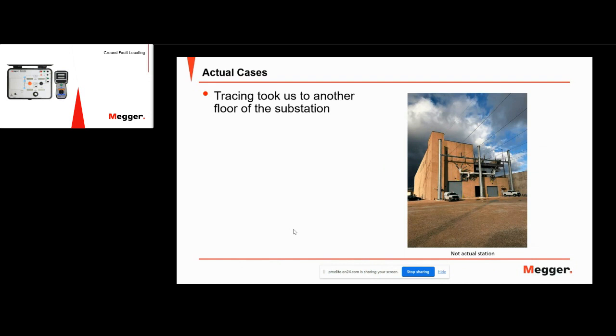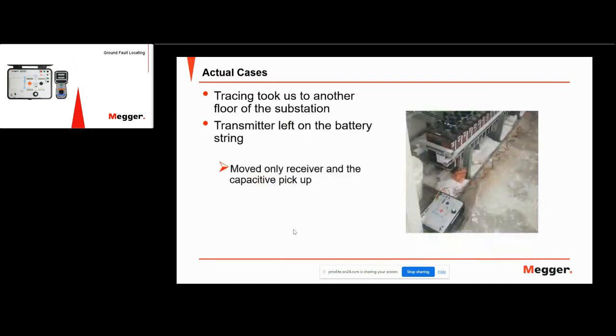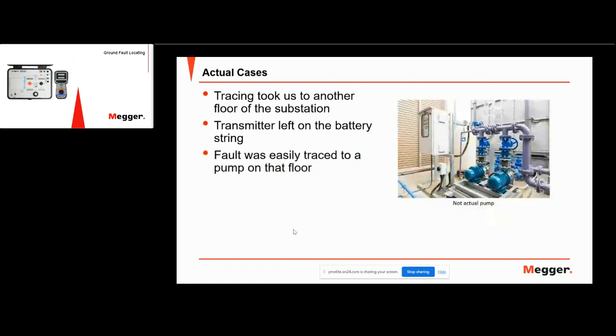But the fault was actually in the basement of the unit. And so the transmitter was left on the battery string, and we just moved the receiver, took that with us, and literally traced the fault into the basement. And we actually found it on a pump that was down there. So that was a huge thing to be able to locate that fault after they had been looking for it for 2 years and find it so quickly.